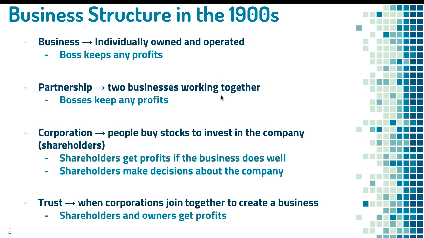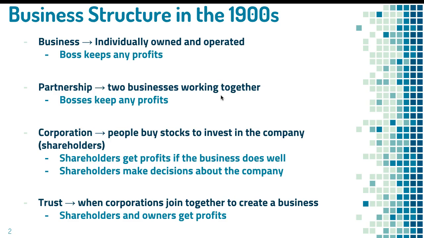In a partnership, there are 2 businesses working together. Imagine I sell pencils and Miss Howell sells erasers, and we decide that we're going to put the eraser on the pencil. Okay? So both of us are now working together. That is called a partnership. Any profits we make are split between the 2 of us because I had one part of the product and she had the other part. So in a partnership, there are 2 businesses working together and both bosses keep the profit.